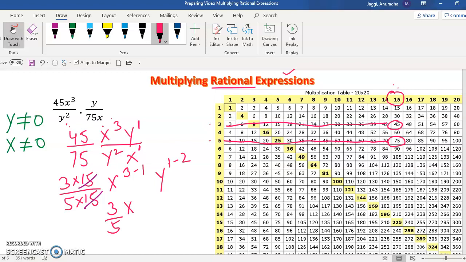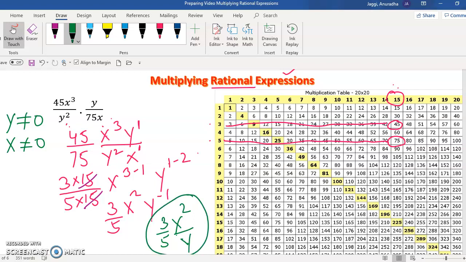X to the power 3 minus 1 is 2, and y to the power 1 minus 2 becomes y to the power negative 1. So now using the negative exponent rule, I'm going to write down my final answer, which is 3 by 5 x to the power 2, and y to the power negative 1 comes in the denominator as y to the power 1, which is y. So this is my simplified form of the product of these two rational expressions.